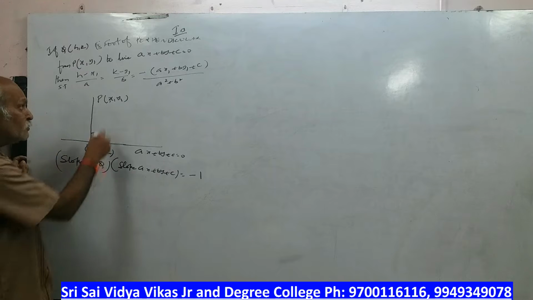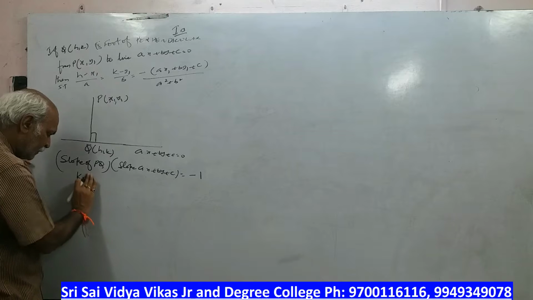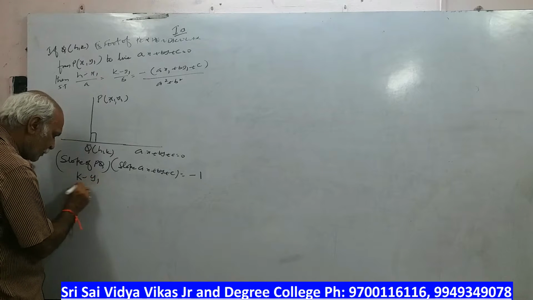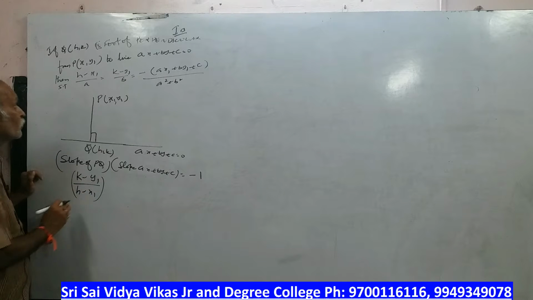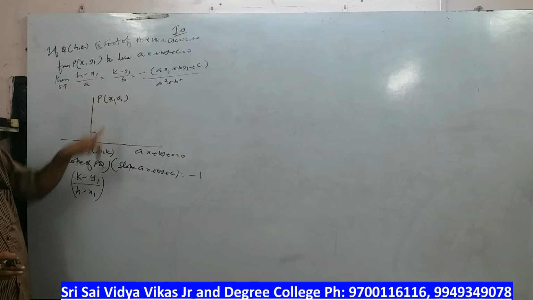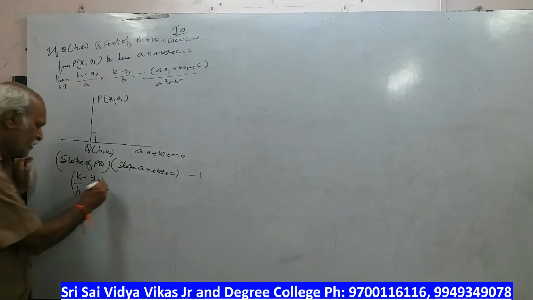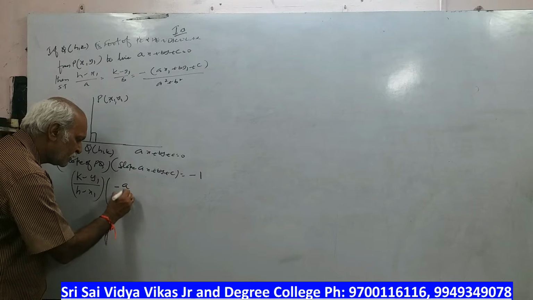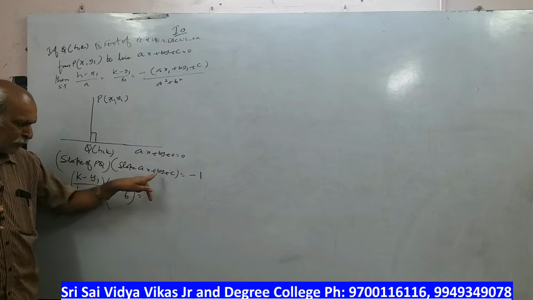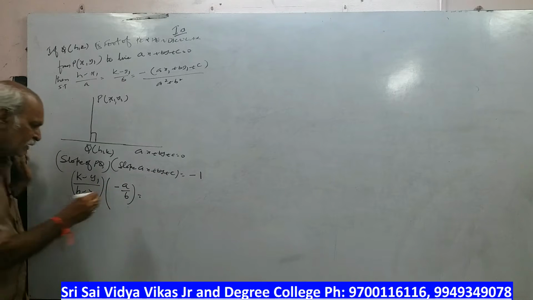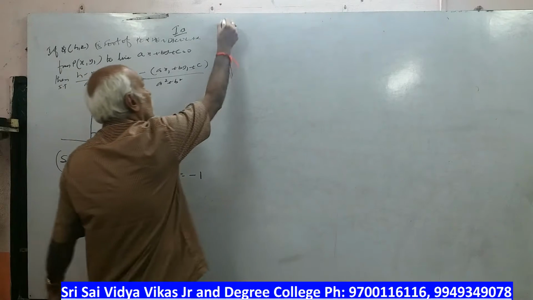What is the slope of PQ? We have to use the two-point formula: (y2 minus y1) by (x2 minus x1), so (k minus y1) by (h minus x1). And the slope of the line is what? Minus x coefficient by y coefficient, minus a by b, is equal to minus 1. So minus minus you can cancel.